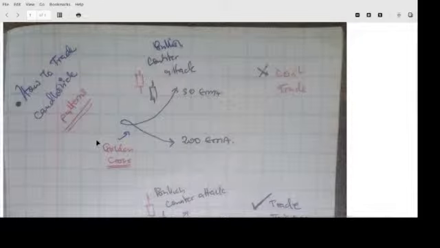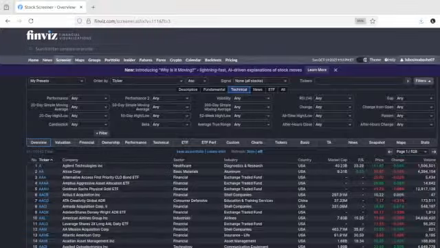Now what happens is this, and this is why I'm saying you should not trade this pattern. We call this pattern randomization. So I'm going to show you how pattern randomization looks like.